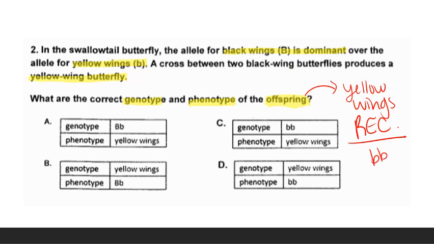So looking at that, what phenotype does that match with? Is that black or yellow? We know that the genotype is homozygous recessive. We know that the phenotype is yellow. So which of these charts says that the genotype is homozygous recessive and the phenotype is yellow wings?